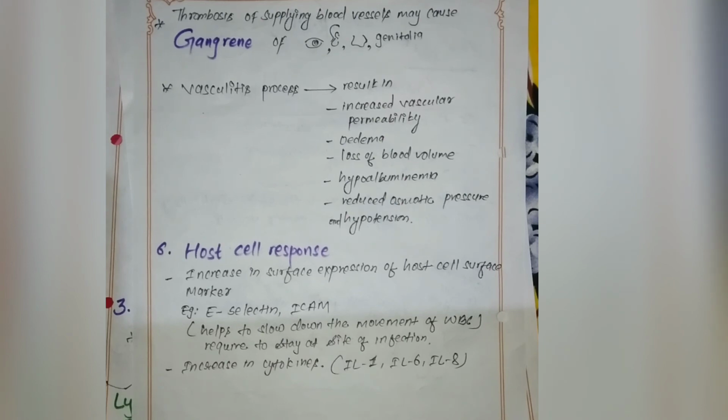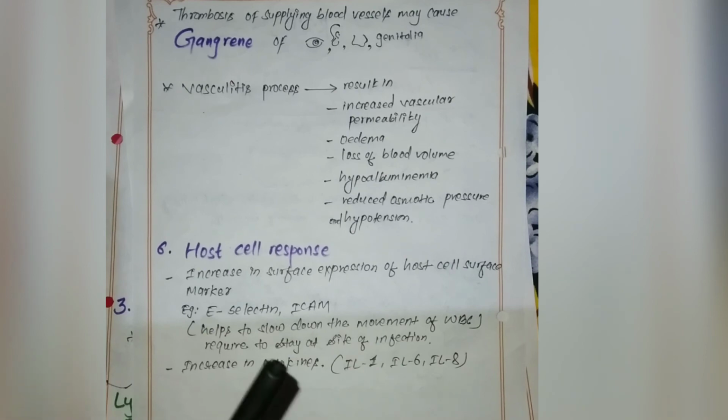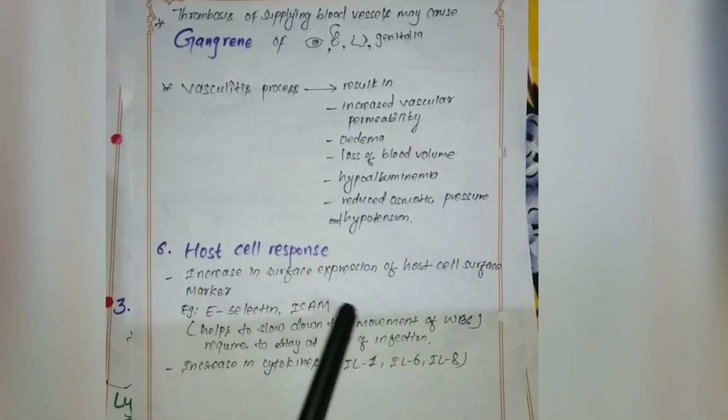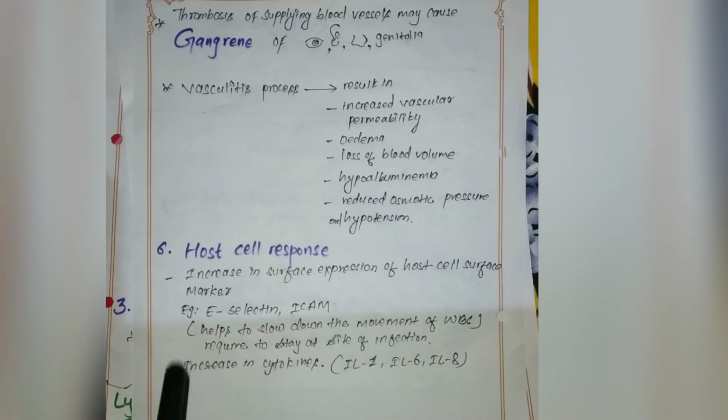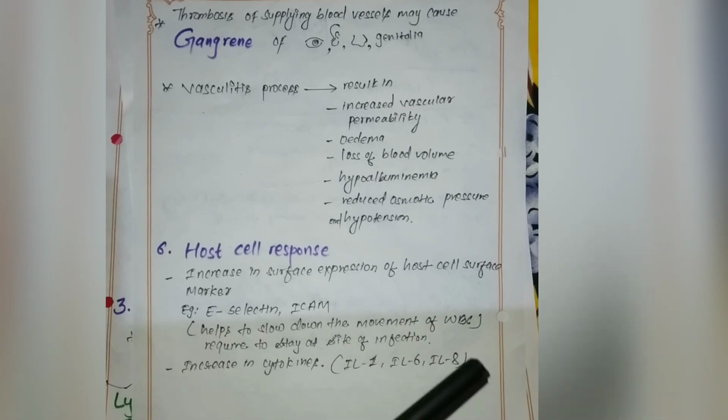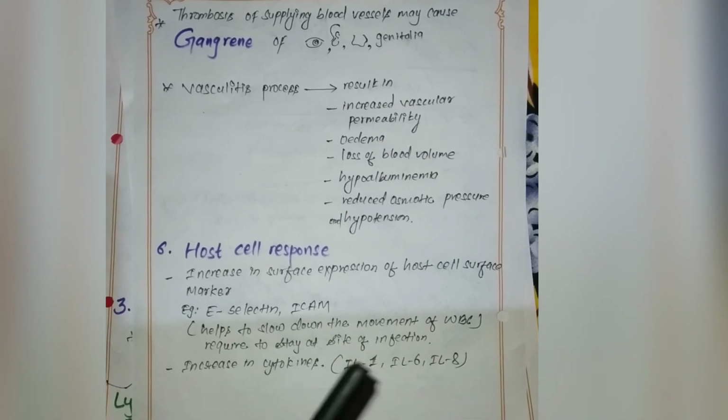Okay, look here, what will happen when the rickettsia enters into our body: there will be an increase in surface expression of host cell surface markers, different types like E-selectin and ICAM. This marker helps to slow down the movement of WBC. Why do they need to slow down the WBC? Because we need the WBC to stay at the site of infection.